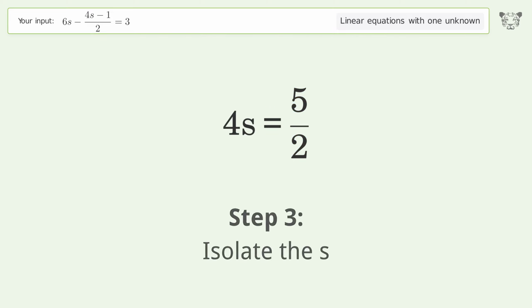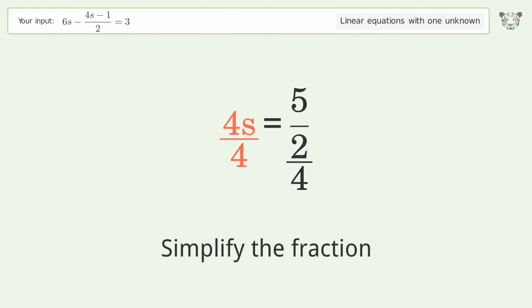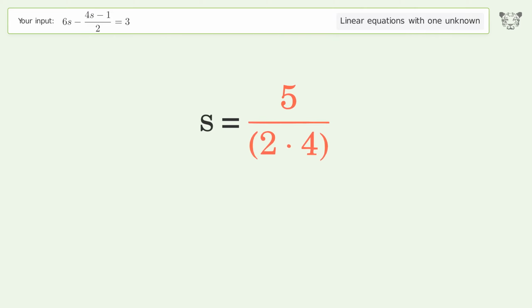Isolate the s. Divide both sides by 4. Simplify the fraction. Simplify the arithmetic. And so the final result is s equals 5/8.